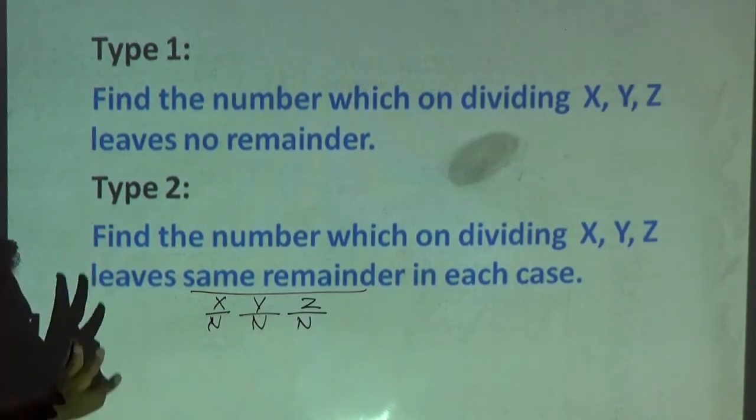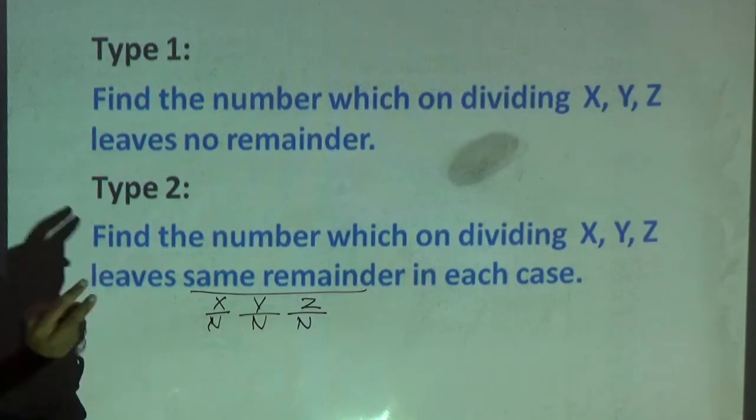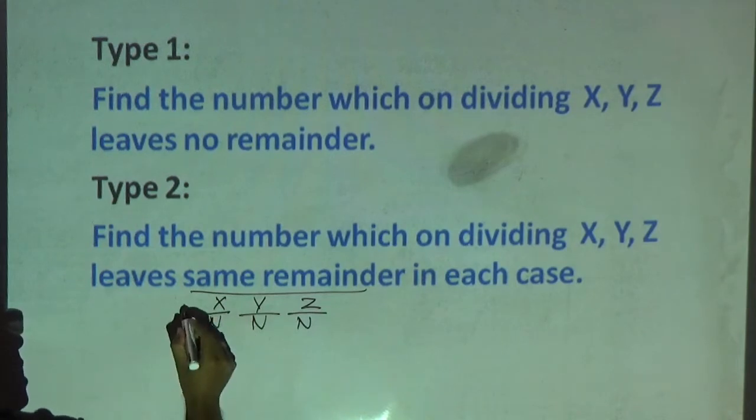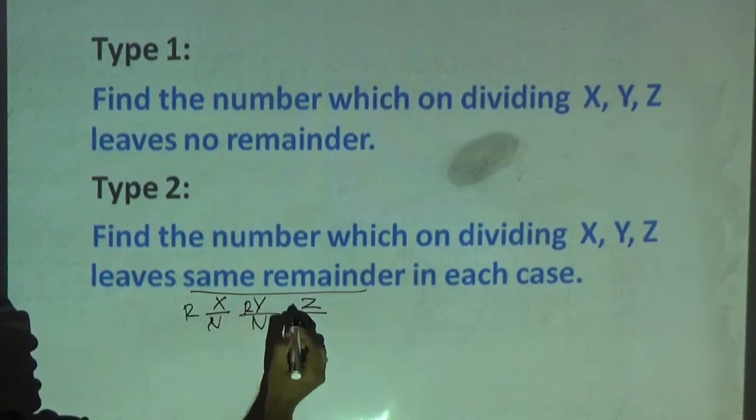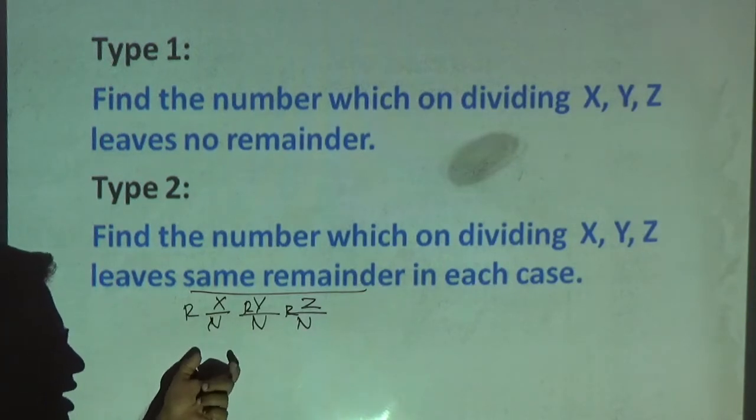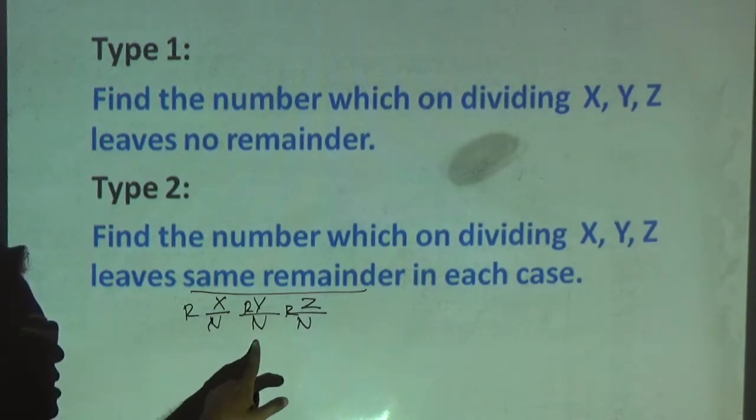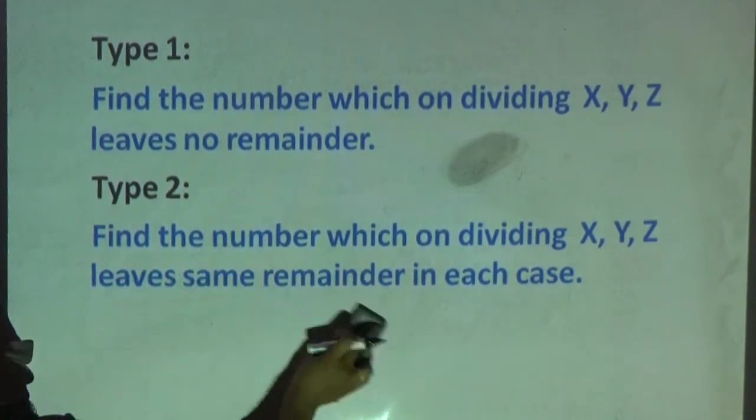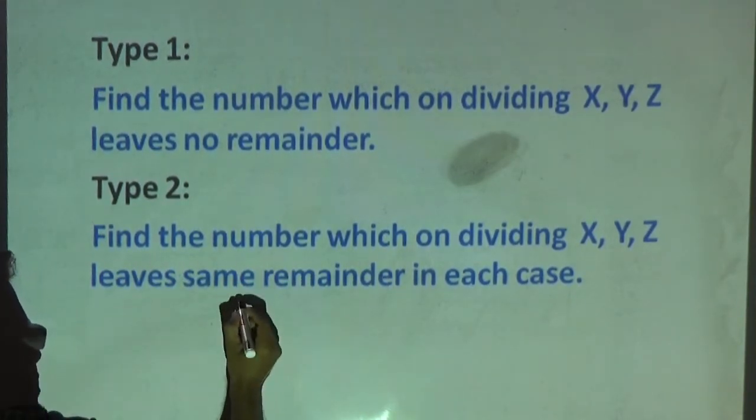Okay, but here there is a non-zero remainder. The remainders are there, but they are the same in each case. Here also r is the remainder, here also r is the remainder, here also r is the remainder. The number that I want is in the denominator, that means I need to find out what? HCF.